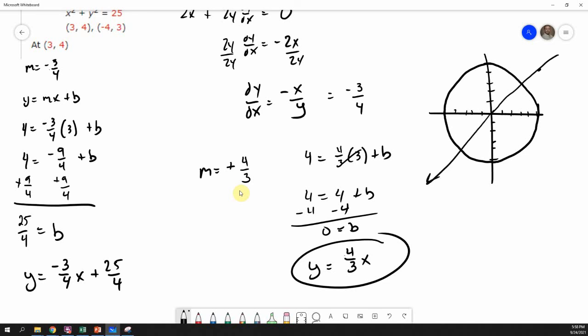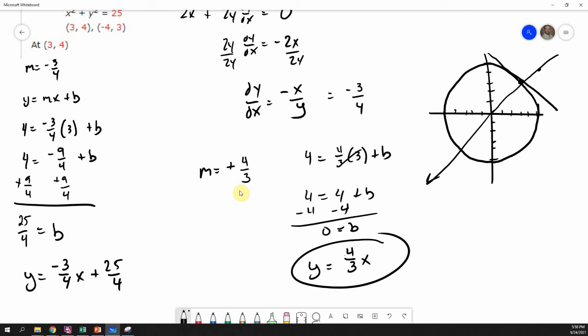And then the tangent line is negative 3/4 x plus 25 over 4. Now remember, we're going through the point (3, 4). So 1, 2, 3, 1, 2, 3, 4. It's somewhere in here. The tangent line should look like that because it's only touching in one spot.